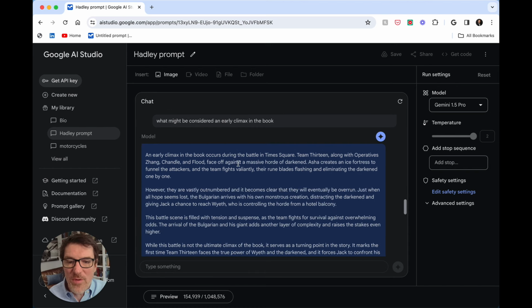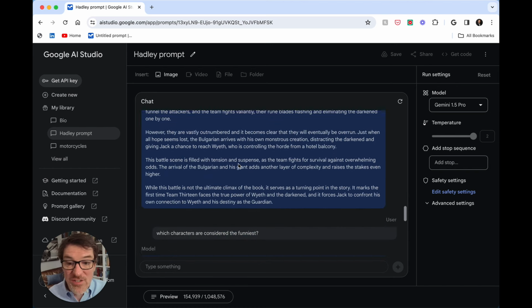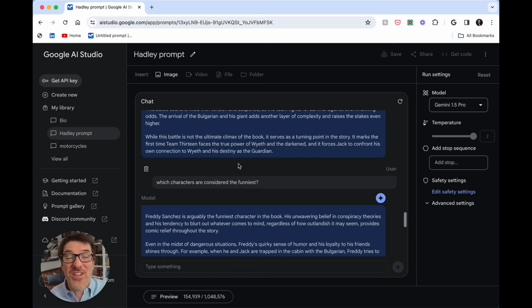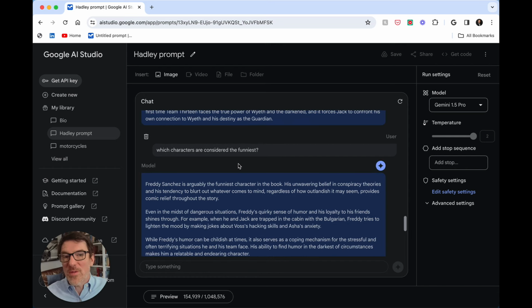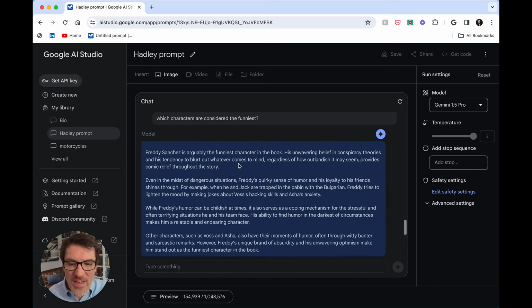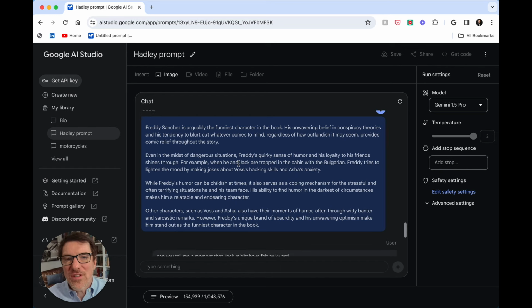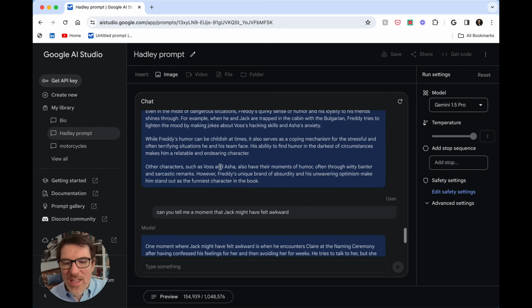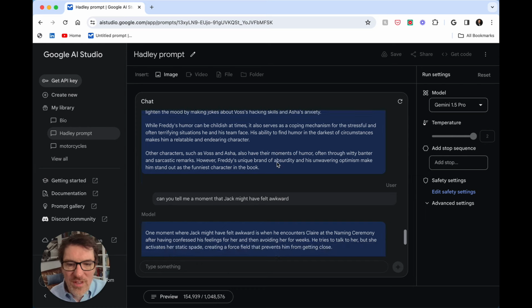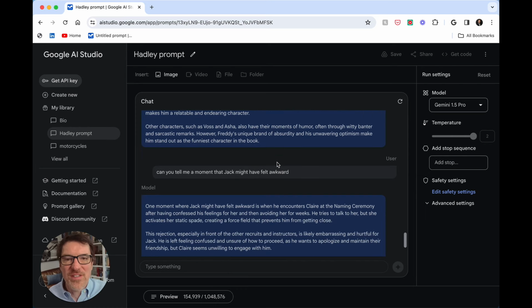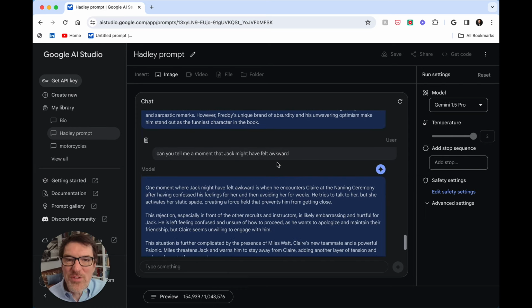Can you talk about what might be a climax that came early on? So it did that. What characters are considered the funniest? I was wondering how it would interpret that. And it talked about that and even talked about how other characters have their moments of humor, like through witty banter, sarcastic remarks, things like that. So that's what I was really impressed with.